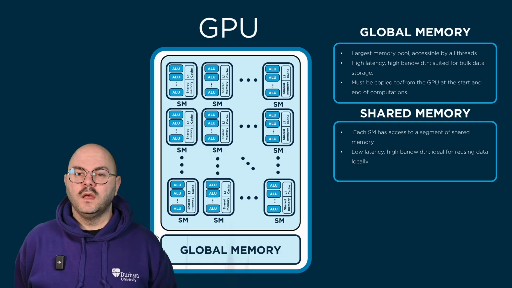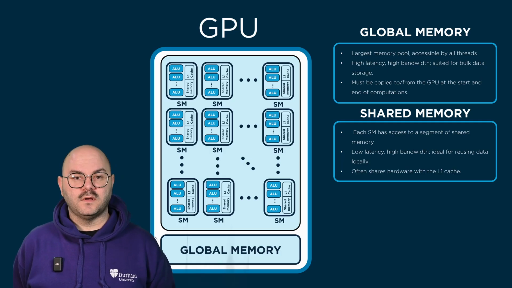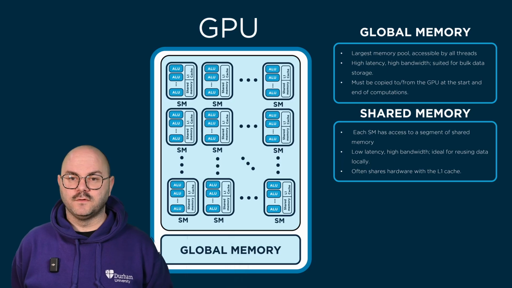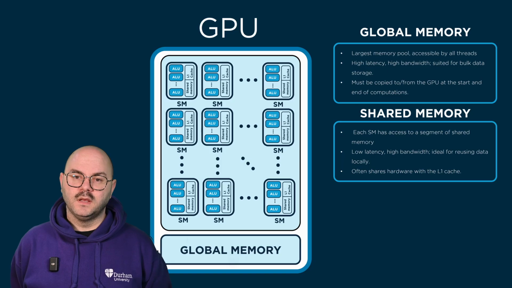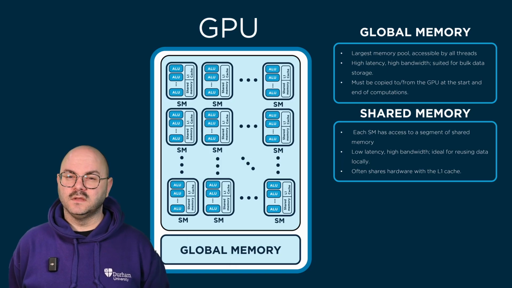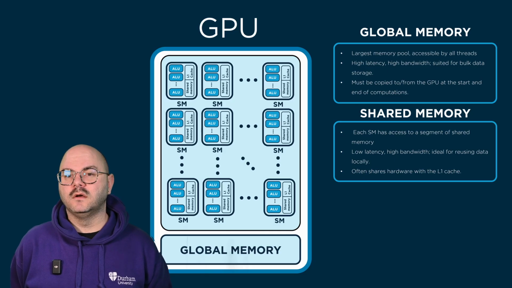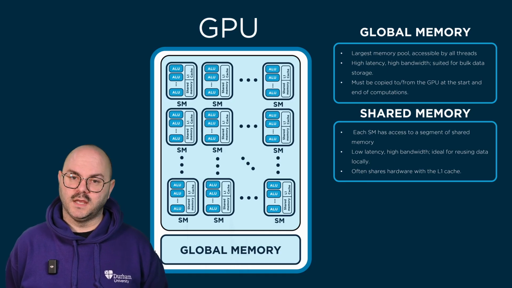GEMM. Importantly, it is often the case that the hardware used for the L1 cache for each SM is shared with that used for shared memory. Thus, at this level, careful testing is needed to determine the impact of explicit use of the shared memory alongside the automatic use of L1 caching.